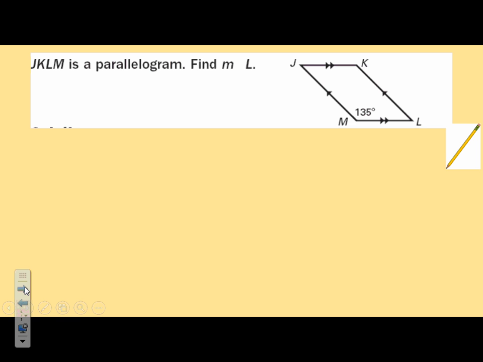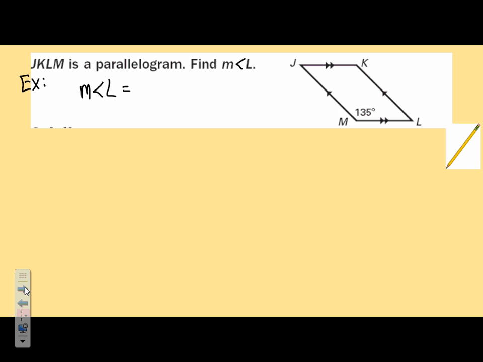This says JKLM is a parallelogram. Find the measure, it should say angle L. This one doesn't take a whole lot of work, but I would write this example in your notes, or at least draw the picture. If we wanted to find the measure of angle L, we would use our properties to help us.